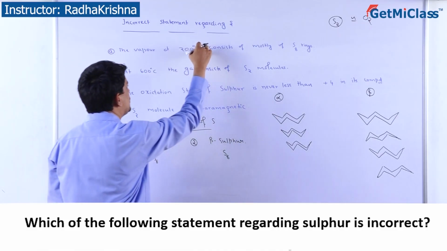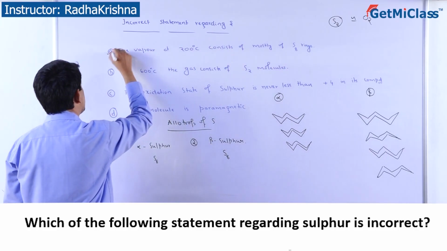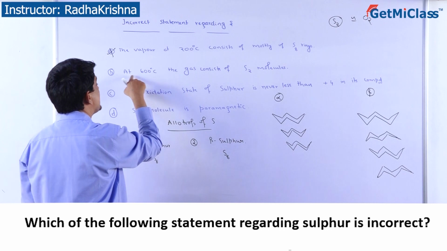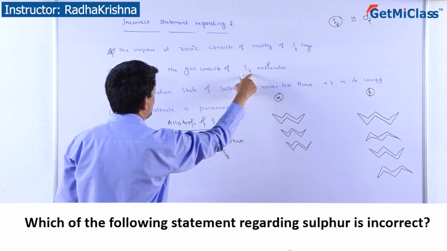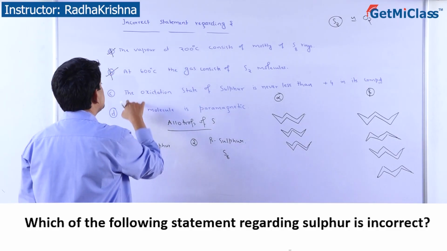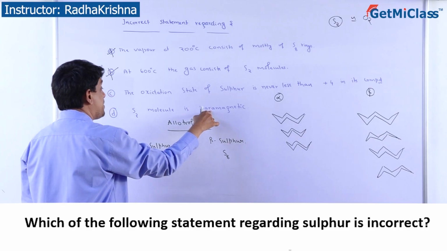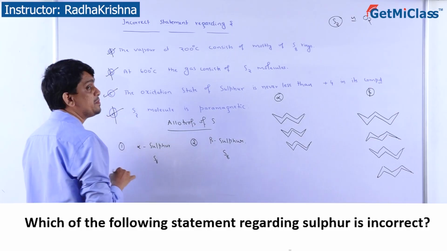Okay, let's come back and see this. The vapor at 200 degrees Celsius consists mostly of S8 rings. A right statement, wrong answer. At 600 degrees Celsius, elevated temperature, the gas consists of S2 molecules. It's a right statement, wrong answer. The S2 molecule is paramagnetic. It's a right statement, wrong answer. So option C has to be the right answer.